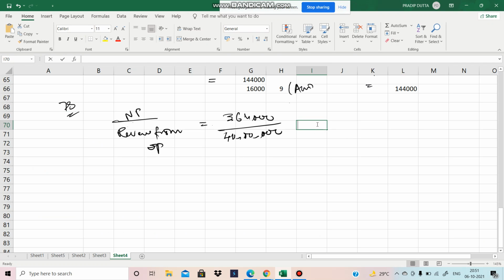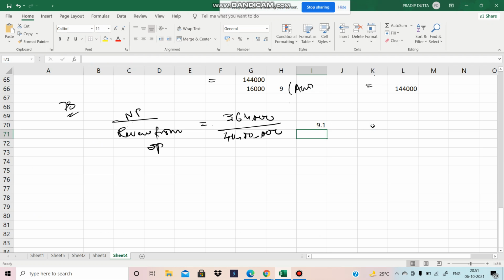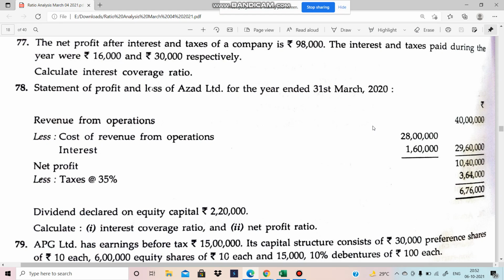So the answer will be 3,64,000 divided by 40 lakhs into 100, the percentage, 9.1%. Okay, this is for part A. And for part B, the interest coverage ratio. So the interest coverage ratio is EBIT divided by interest.